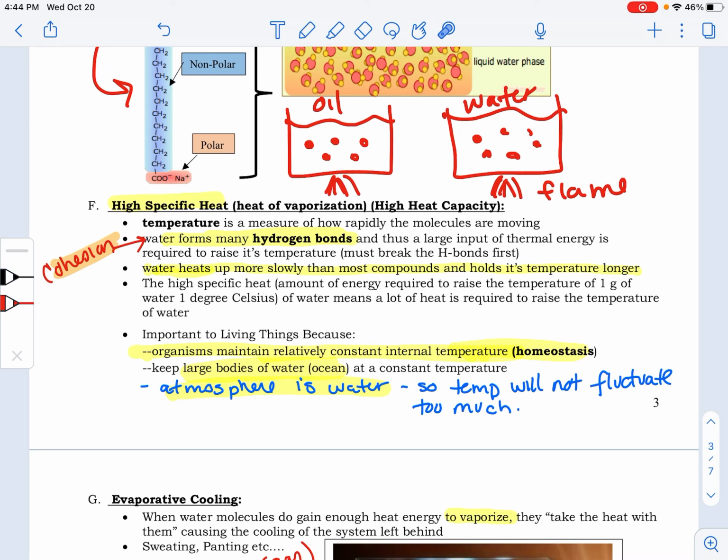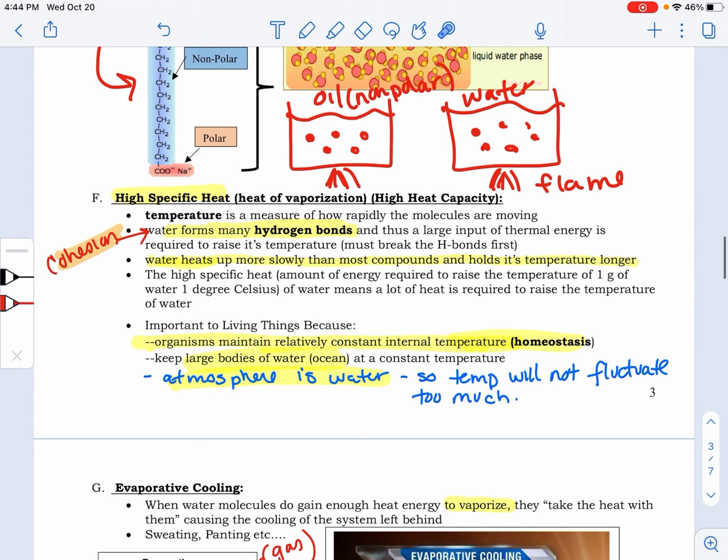And so if we look at oil, and oil is non-polar molecules, okay, without charges. So there's going to be no hydrogen bonding or anything between them. As soon as I add heat or a flame to this, these molecules are going to absorb the heat, start moving around with kinetic energy, and this is going to get hot really fast, okay? So oil is something we'd say would have a low heat capacity.